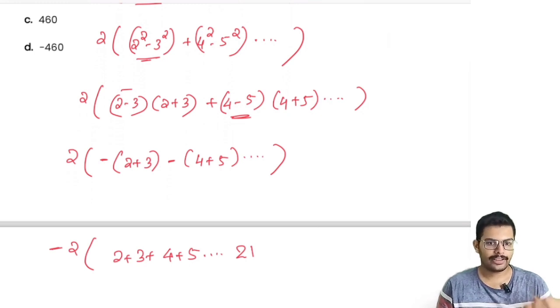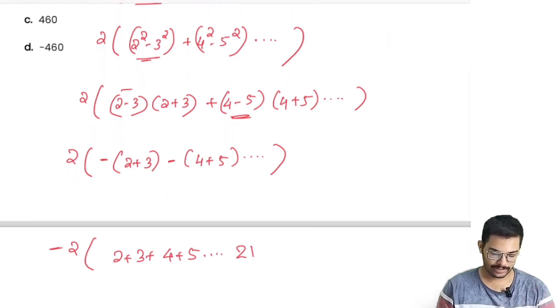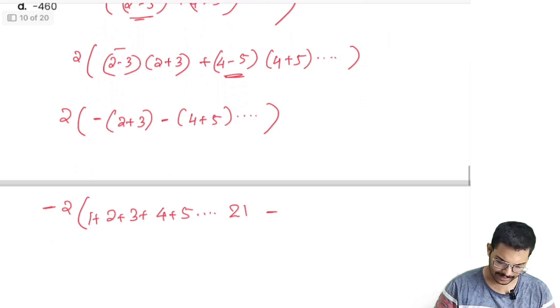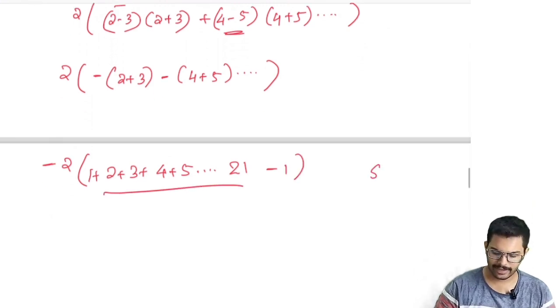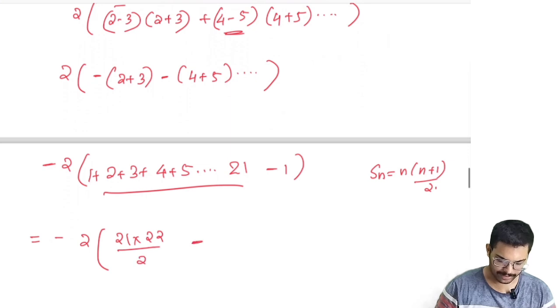If 1 was there, then 20 would be the 20th term, but since it starts from 2, 21 will be the 20th term. Now I am adding 1 and subtracting 1. This is the sum of the first 21 natural numbers. The sum of n natural numbers is n into n plus 1 divided by 2, which means this is equal to minus 2 into 21 into 22 divided by 2 minus 1.